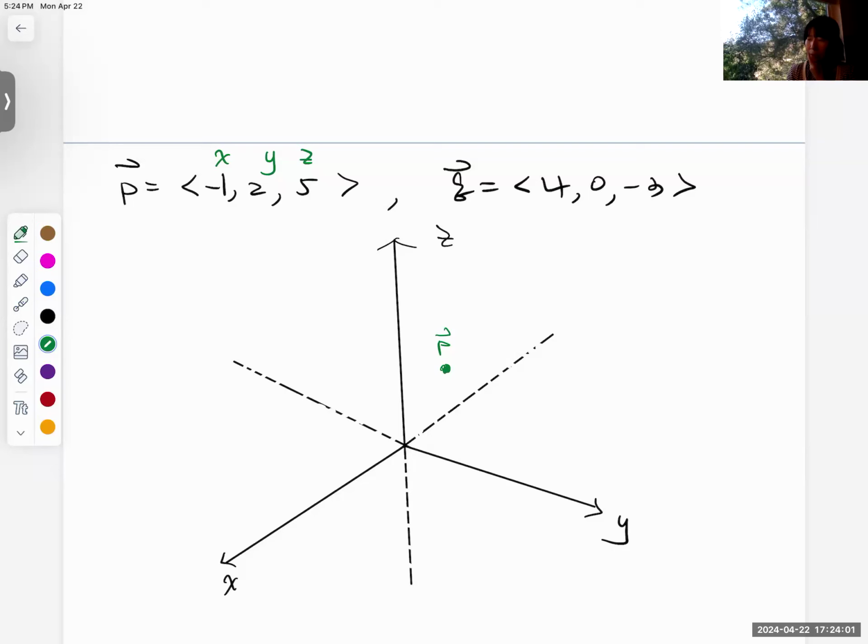Okay, how about 4, 0, -3, right? So we have +4. So 1, 2, 3, 4, and then 0, we stay there because y is 0, right? And then -3 units for the z. So we're going down 3 units from here, so this is 4. 1, 2, 3, 4, and then 3 units. 1, 2, 3. So there will be the cube.